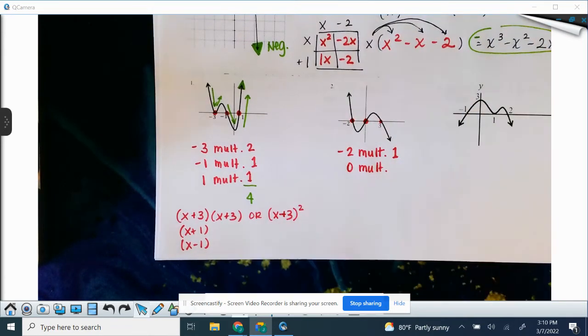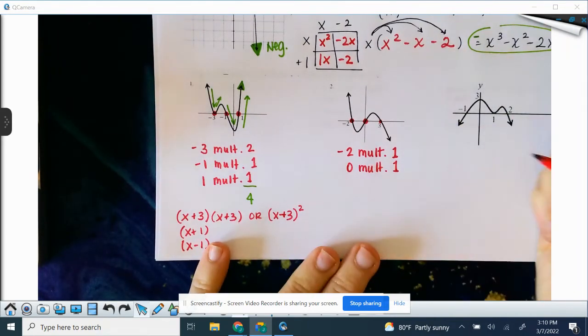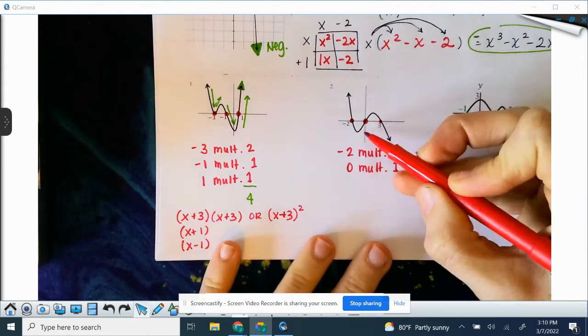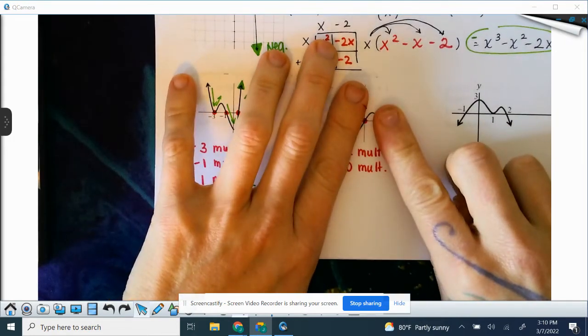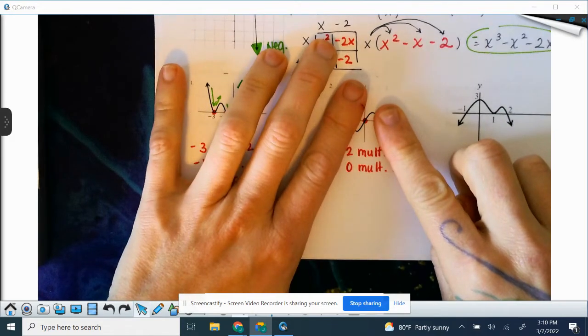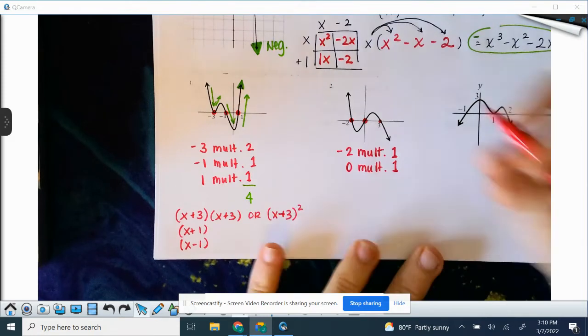Multiplicity of how many at 0? 1. Yes. Oh, it is 1? It is 1. Because it crossed straight through the x-axis. This one just looks more like a diagonal line. Not quite as steep as the other one. If you disregard everything else. And then 3.